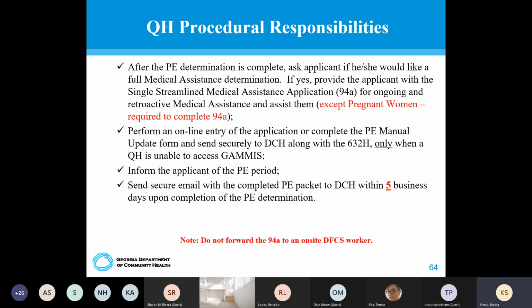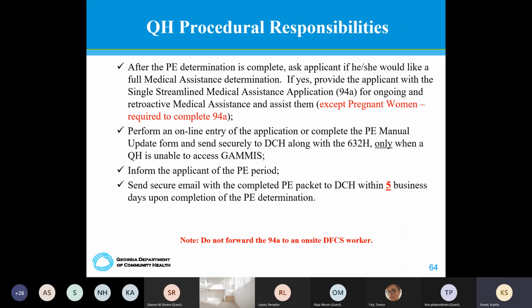If the individual is eligible, you're going to ask the applicant if they would like to apply for full Medicaid. But remember, if it's a pregnant woman, they're required to complete the 94A. So if they do want to apply for full Medicaid, remember to give them that form so they can be filling it out while you're doing the information for the PE part of it. Once you have determined the person eligible, you're going to take the information on the 632H, and that is the information you're going to be adding to Gametes. We will look at those screenshots in just a moment.